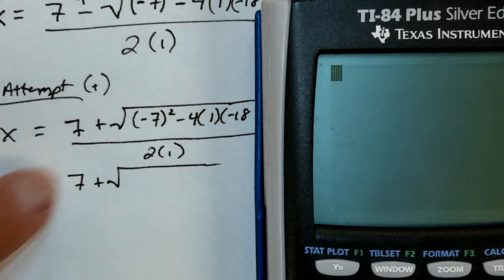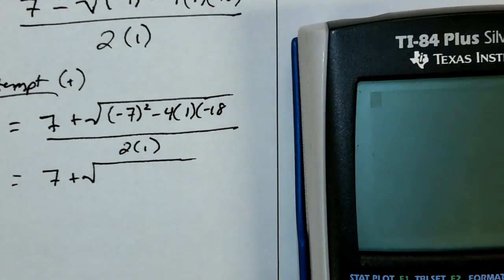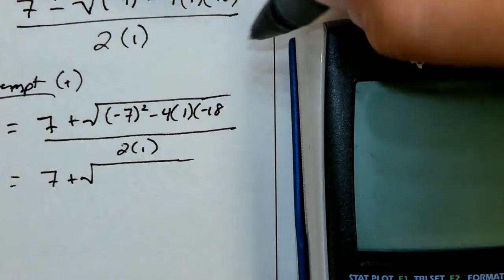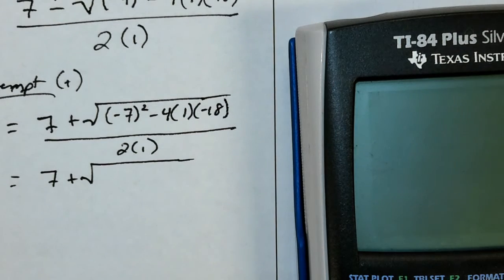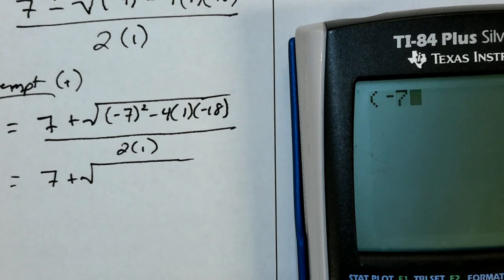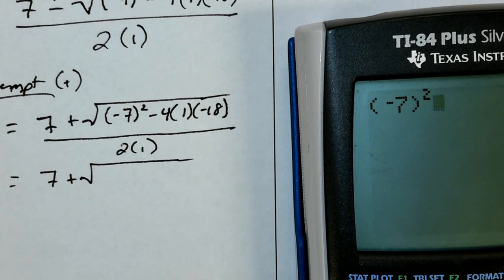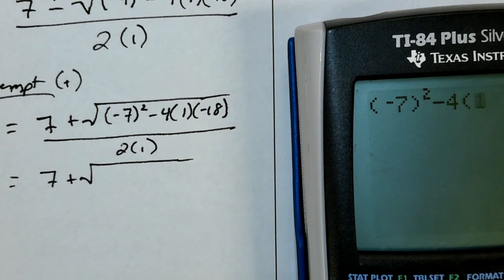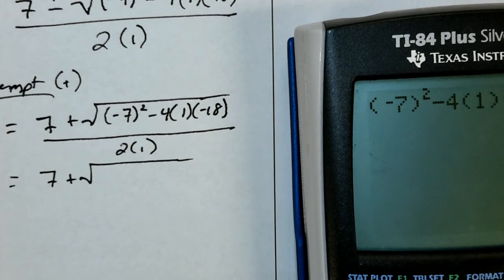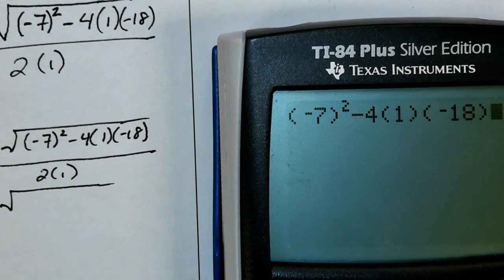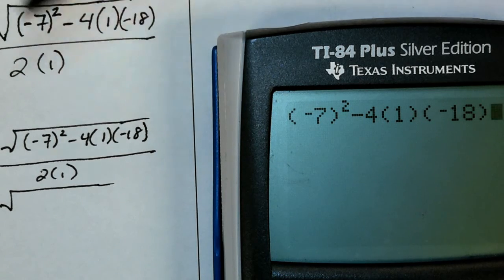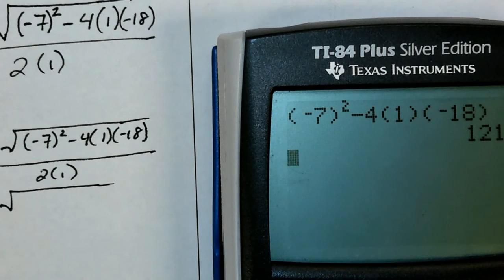I'm going to type the inside. Now I'm not going to type the square root. I'm just simply going to type the negative 7 squared minus 4 times 1 times negative 18. Let me put those parentheses there. Okay, let's do it. And you type it exactly how you see it. So negative 7 squared minus 4, parentheses, 1, close parentheses, new parentheses, negative 18, close parentheses. Okay, this looks exactly like this without the square root. Just hit enter. Okay, so it's 121.